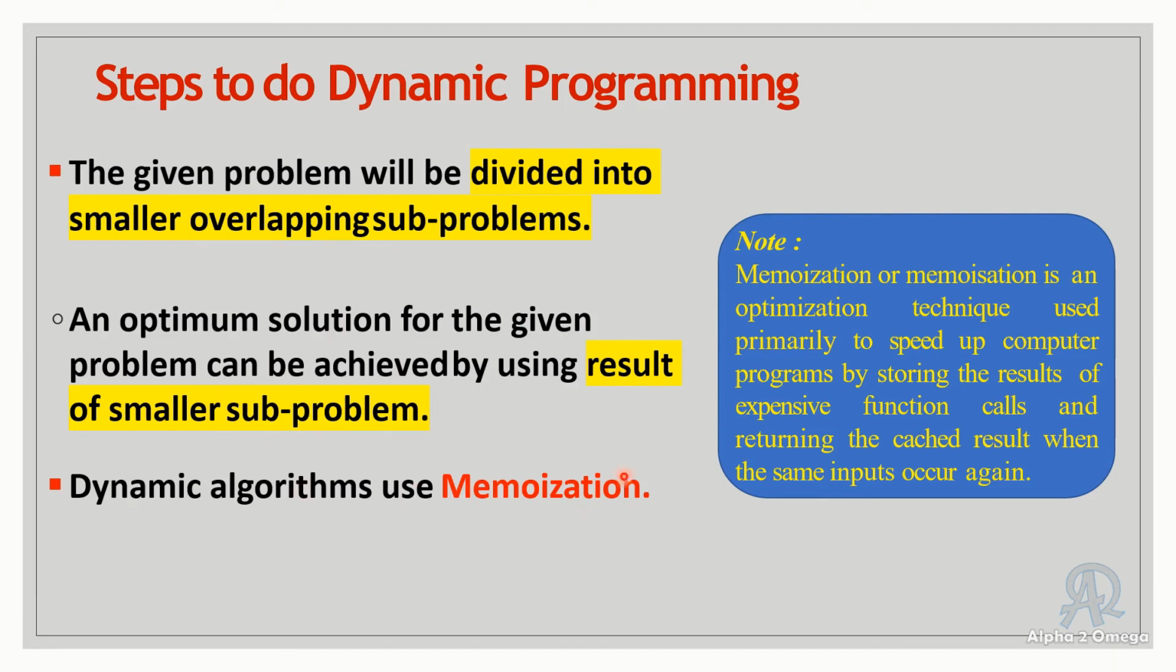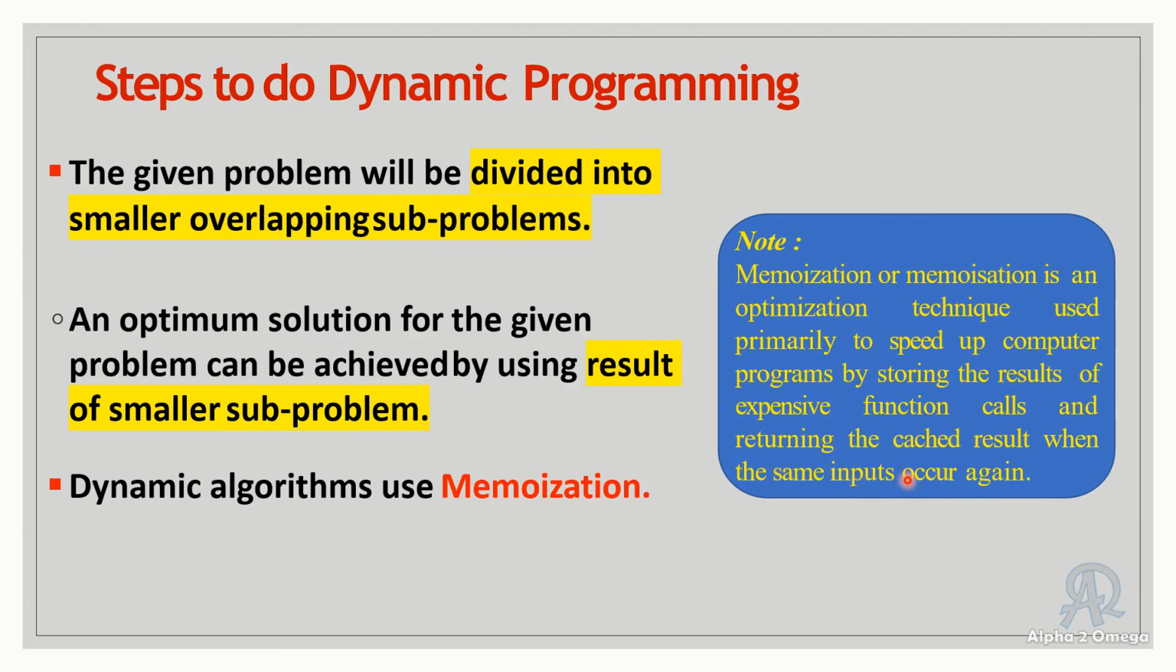So dynamic algorithms use a new term which is given as memoization. Okay, so dynamic algorithms are using this particular technique. In one word they are asking, what is the meaning of memoization? Memoization is an optimization technique used primarily to speed up computer programs by storing the results of expensive function calls and returning the cached result when the same inputs occur again. Okay, so this is one of the optimization techniques which is used to speed up programs. So memoization is one of the techniques used for these dynamic programming concepts.